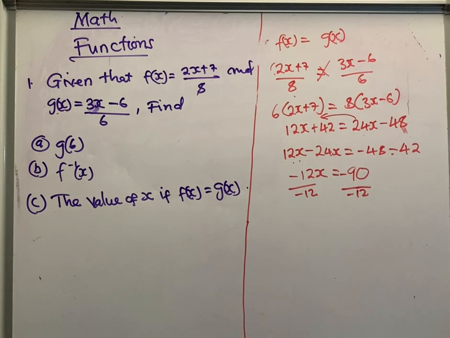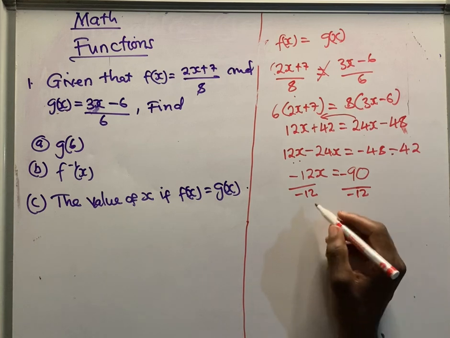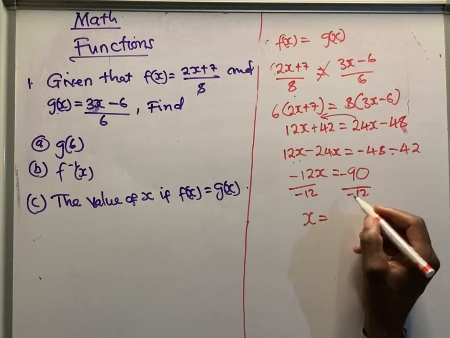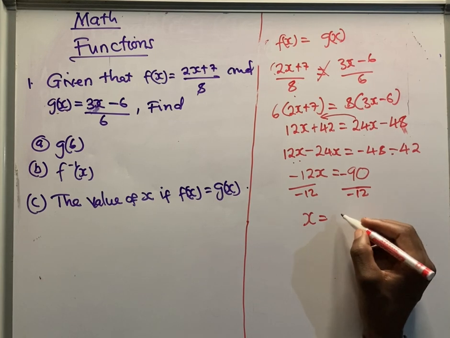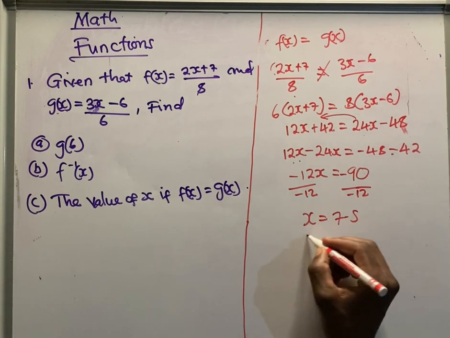So 90 divided by negative 12 is giving us 7.5. Okay, so it's giving us 7.5. So x is equal to, negative, negative is positive. So x is equal to 7.5.